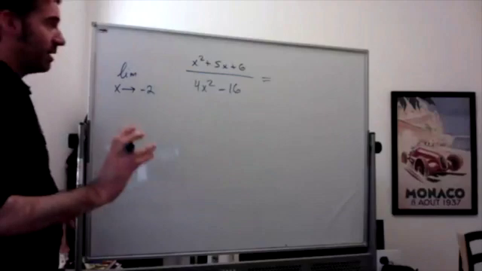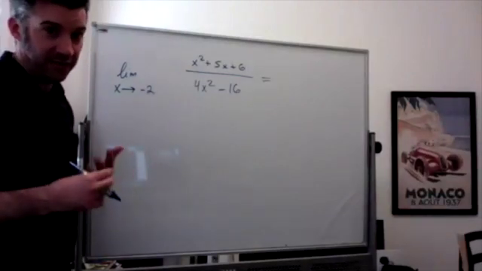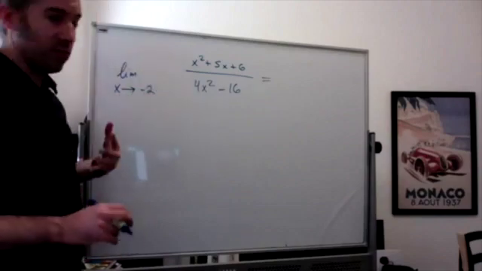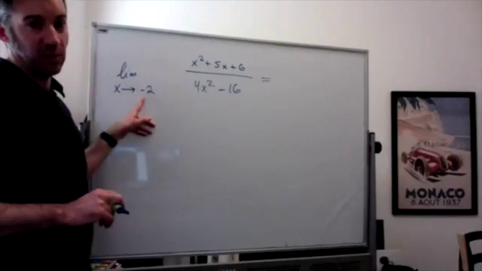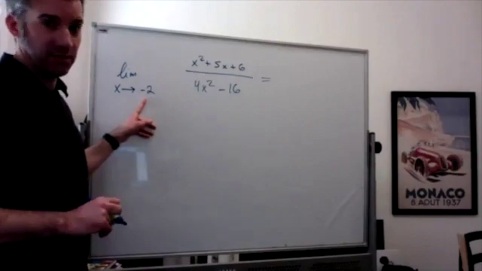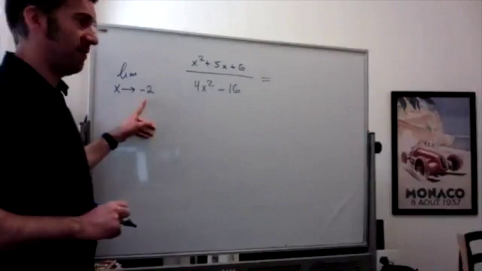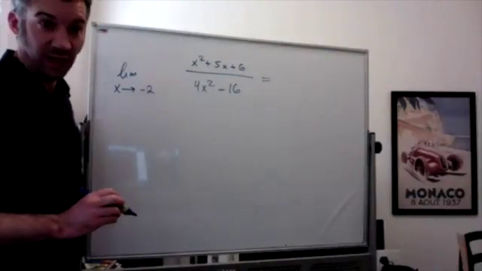Knowing that we have 0 over 0 means that it's going to have to factor, if it's polynomials. Specifically, x minus this number has to be one of the factors. So the numerator has to factor as x plus 2 times something else, and the denominator has to factor as x plus 2 times something else. For the denominator, I might take an intermediate step first.